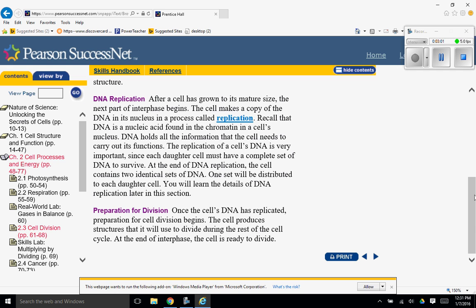Prepare for division. Once the cell's DNA has replicated, preparation for cell division begins. The cell produces structures that it will use to divide during the rest of the cell cycle. At the end of interphase, the cell is ready to divide.